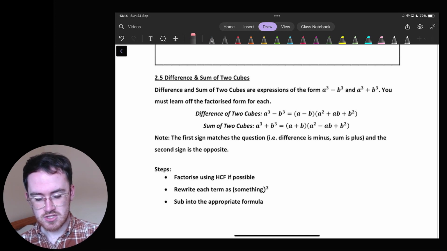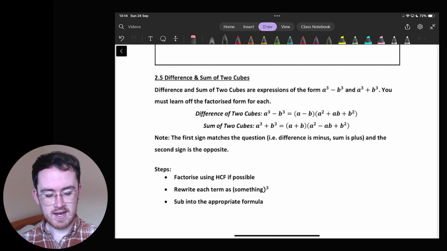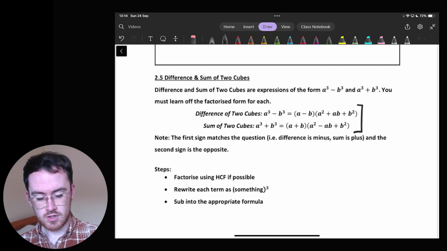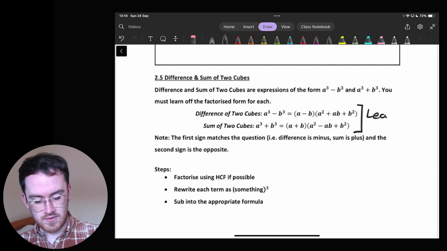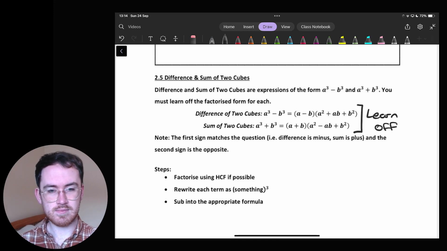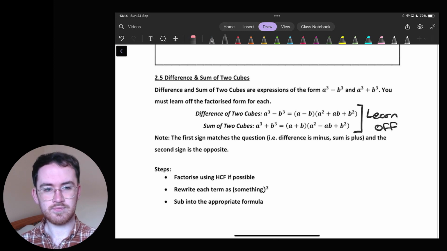So first sign matches the question, second sign is opposite, last one is always a plus. You need to learn these. You need to learn these off. These are not in the log tables or anything like that that you would be able to use. You just need to know them straight off.